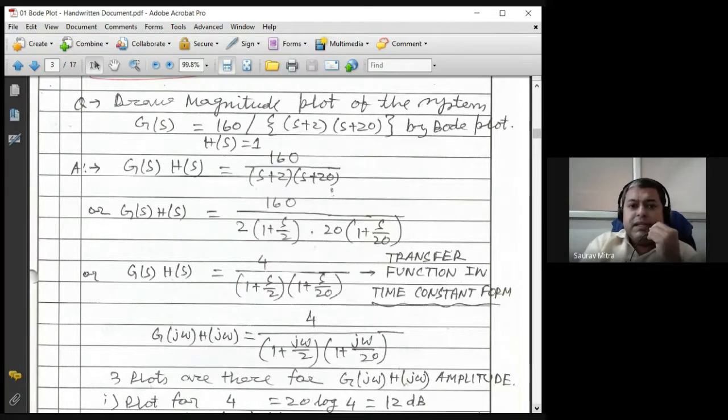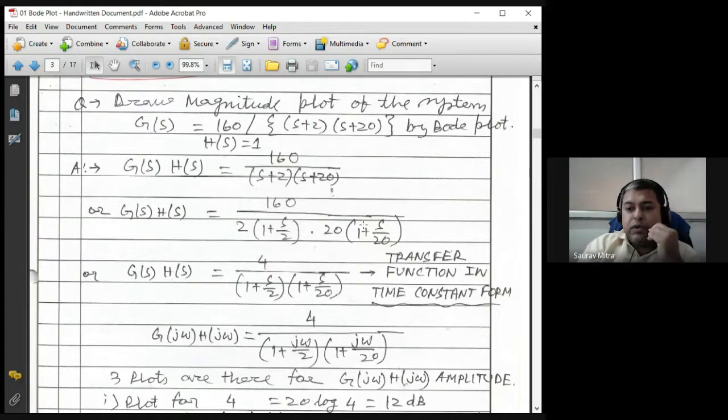So you can see here it is given G(s)H(s) equals 160 divided by (s plus 2) and (s plus 20). So in this case, we have to actually find three Bode plots. One is for the constant in the numerator, which is not going to be 160. That is the first thing I am telling you, because this is not a transfer function in time constant form. This is a transfer function, but this is not a time constant form.